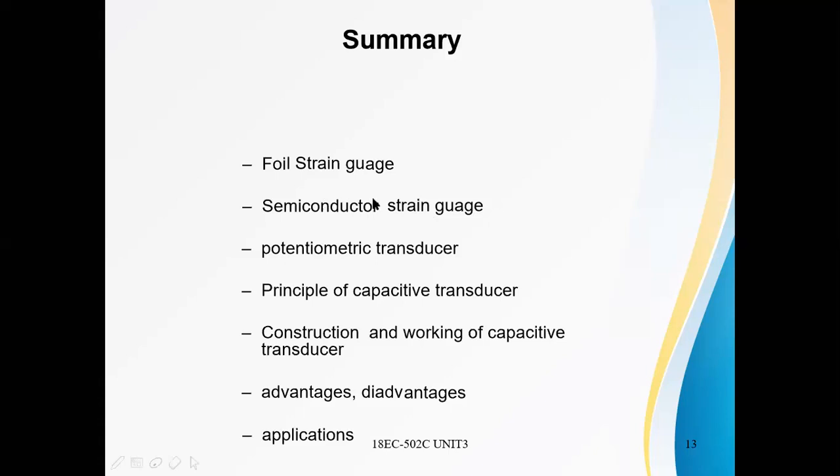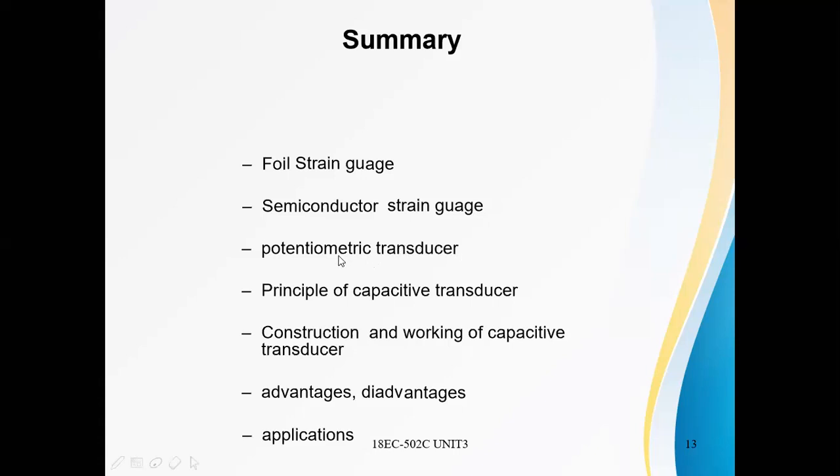What is a semiconductor strain gauge? Semiconductor material is used to measure the resistance. There is no variation in the dimensions in the semiconductor strain gauge; only the resistivity of the material varies based on the applied pressure. Next one is potentiometric transducers. There are different types of potentiometric transducers: helical, angular, translatory.